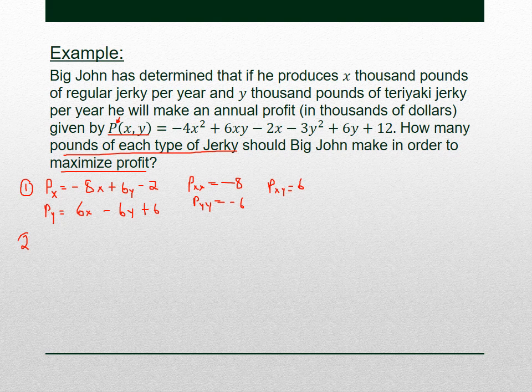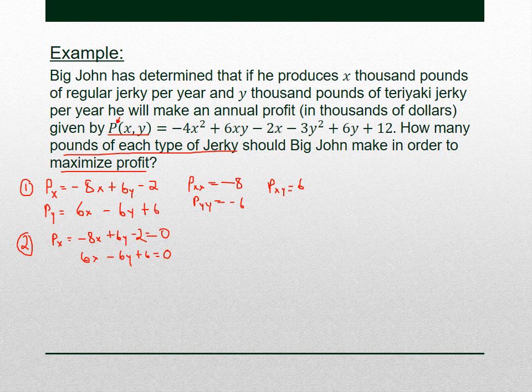Step 2, we need to set P_x and P_y equal to 0, so that's minus 8x plus 6y minus 2 equals 0, and 6x minus 6y plus 6 equals 0. Just like we did in the first couple of examples, we're going to solve this using substitution. You could also solve it using elimination. I'll show you both. I want to show you 3 different ways. There are more than 3, but I'll show you these 3 ways to do step 2, however you want to do it, and then we'll move on.